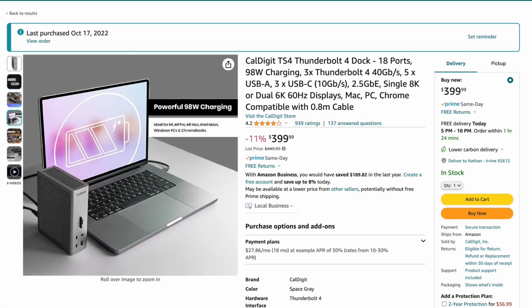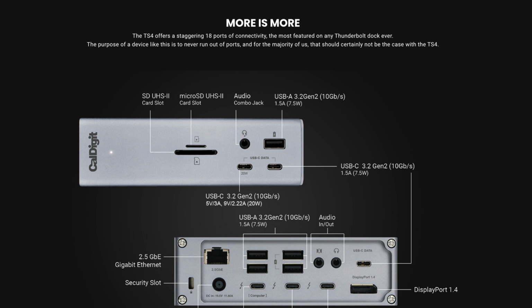As for the price, you can get this dock for $399 on Amazon. It is pretty steep, but it is a great dock, and it is probably one of the best docks on the market to offer 18 ports. And I personally believe this is a pretty solid dock to be using in 2023.